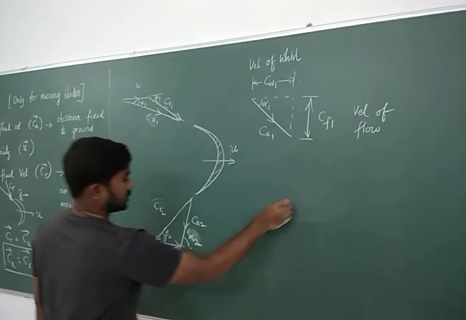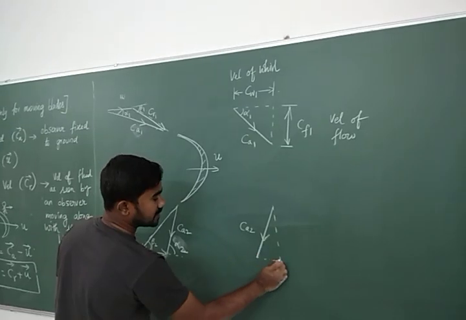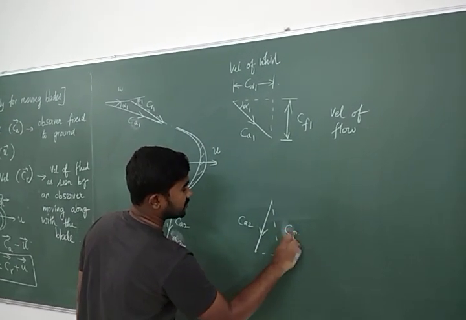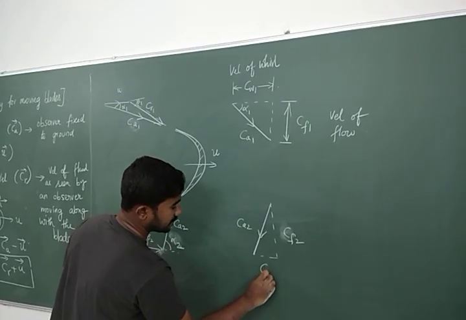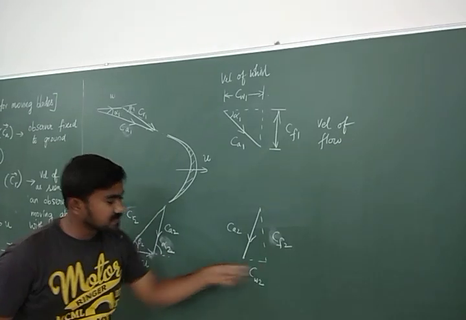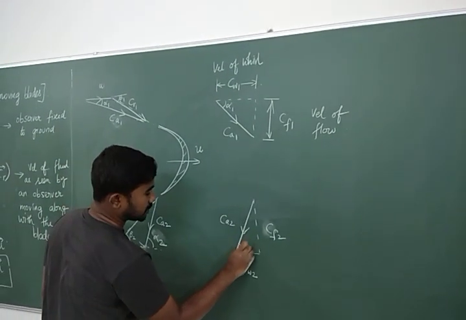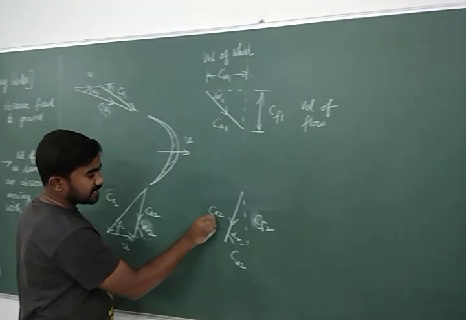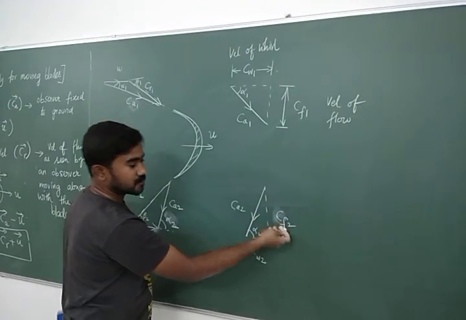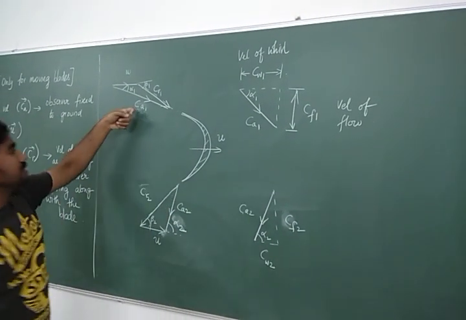Similarly, for the exit, you have CA2 like this. Again, you can resolve it into a horizontal component and a vertical component. The horizontal component will be CW2. The vertical component will be CF2. So this is the flow direction, and this is the whirl direction. Now this angle we took as alpha 2. So CA2 cos alpha 2 will be CW2. CA2 sin alpha 2 will be CF2. Are you there?